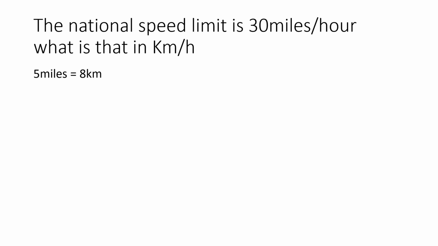The national speed limit for cars is 30 miles an hour. What is that in kilometers per hour? Well, because both are in hours, all we need to do is just convert 30 miles into kilometers. If 5 miles equals 8 kilometers, then 1 mile is going to be 1.6 kilometers, and therefore 30 miles is going to be 48 kilometers per hour. Yeah?